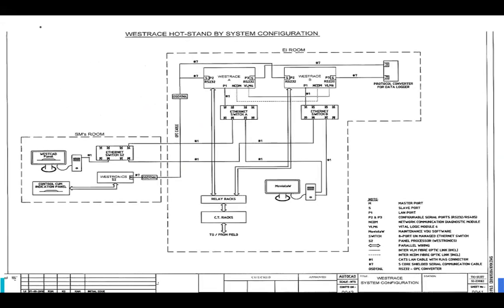Okay. Now, this is a general architecture arrangement of an electronic interlocking system. In the electronic interlocking room, you have got West-Trace A and West-Trace B, two systems. And then you have got a Moviola, a data logger system, relay racks, CT racks. And then in the SM's room, you have got the personal computer with video and all. So a system architecture is shown here.